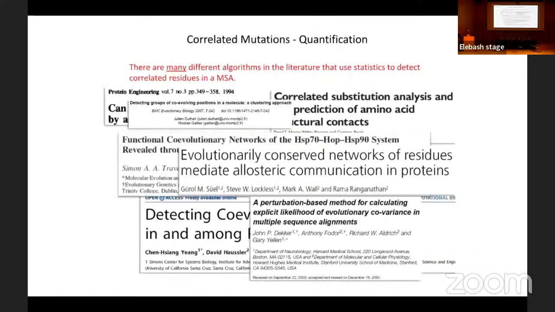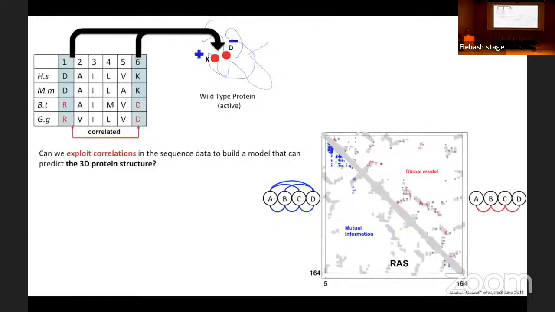For a long time, people asked, can we look at all these sequences and identify correlations in this sequence data and use that to make predictions about the amino acids, perhaps, that are close in structure or that control function? I spent a lot of time on my PhD studying, in particular, the work of Rama Ranganathan, who had these hypotheses about networks of residues and allosteric communication in proteins. I still don't really understand all of this, and I think it's fascinating.